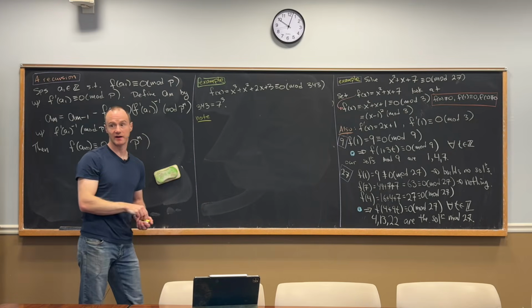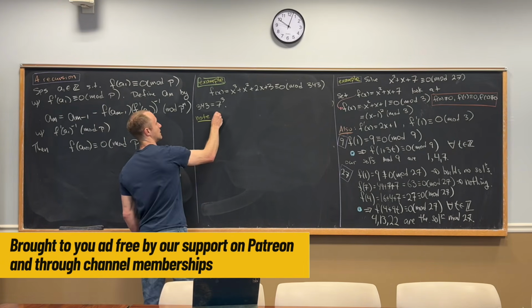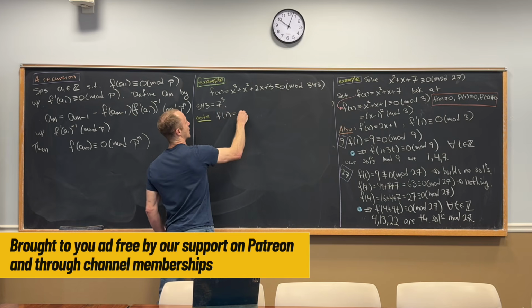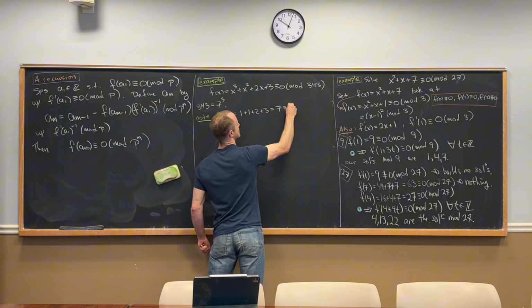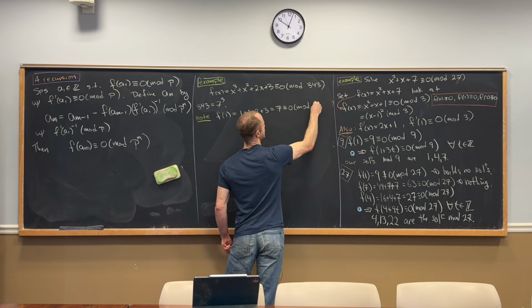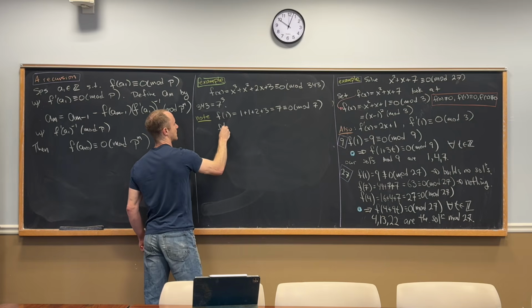So just start at the bottom, right? So f of 0 is not 0. f of 1 is 1 plus 1 plus 2 plus 3, which is 7, which is congruent to 0 mod 7. That means our, what about f prime of 1?